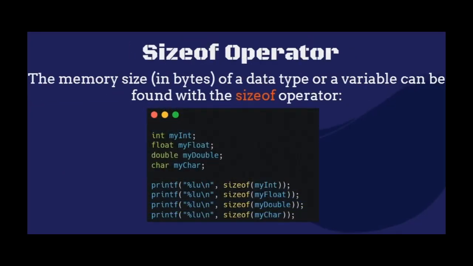Sizeof operator. The memory size, in bytes, of a data type or a variable can be found with the sizeof operator. Note that we use the %lu format specifier to print the result, instead of %d. It is because the compiler expects the sizeof operator to return a long unsigned int, %lu, instead of int, %d. On some computers it might work with %d, but it is safer to use %lu.